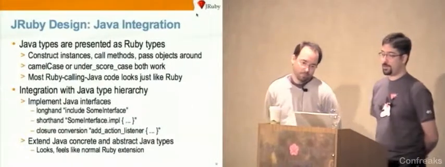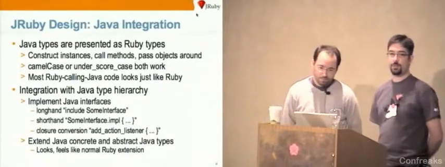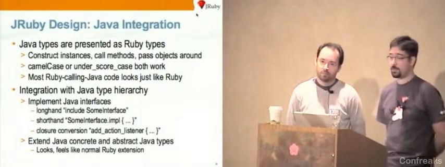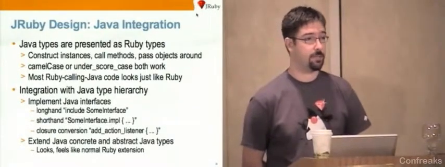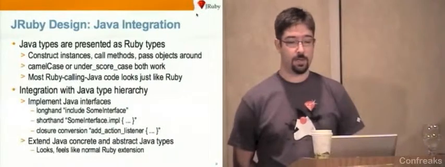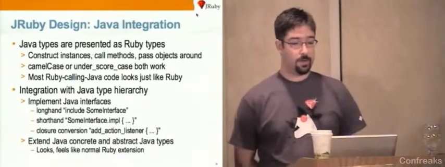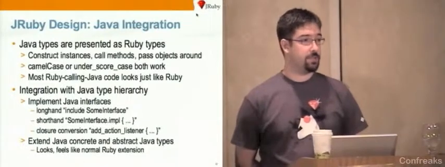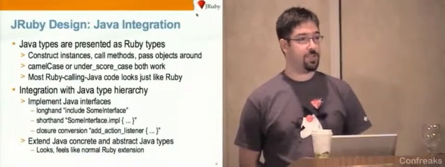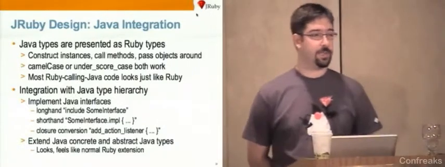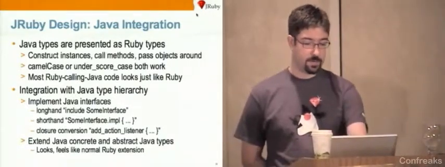So one of the last areas here is the fact that you can call into regular Java code. And generally, we just present these Java types like Ruby types, and Java objects look like Ruby objects. And you just call methods on them. You can have the camel case or the underscore case. They both work. And then being able to integrate with the actual type hierarchy, you can implement Java interfaces. You can extend Java classes. And really, it all just looks like Ruby code. So there's really not too much to this.